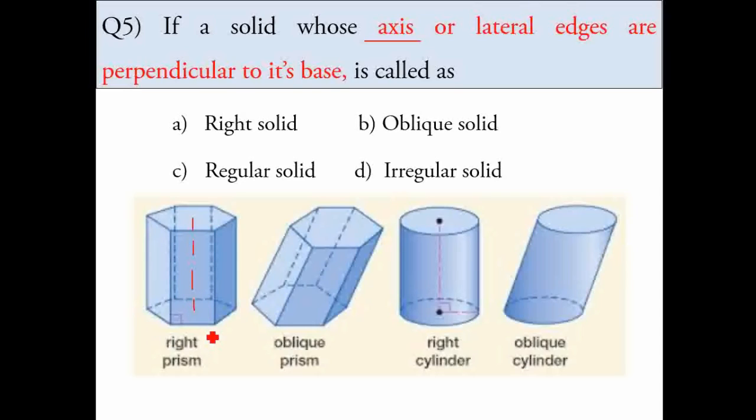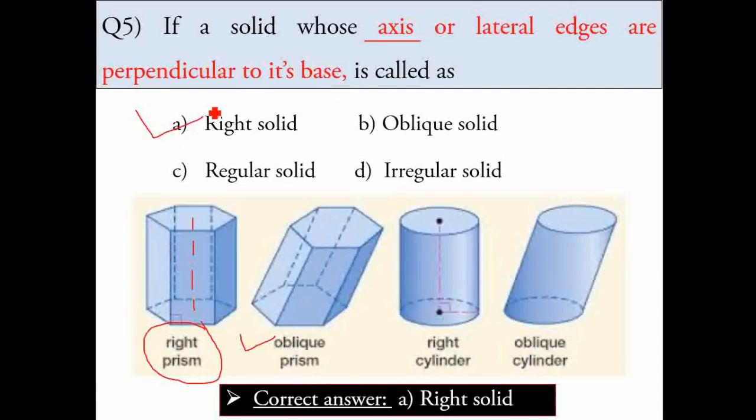Such types of objects are called a right solid, but it is a prism, so we can mention it as a right prism. Similarly, the other one is oblique. You can observe the edges or the axis are somewhat inclined to the base. It is not exactly perpendicular, or not exactly at 90 degrees. Such objects are called an oblique prism or oblique solid. Similarly for the cylinder also. So as per the question, if the axis is perpendicular to its base, then that object is called a right solid. Option A is correct. That is the correct answer, right solid.